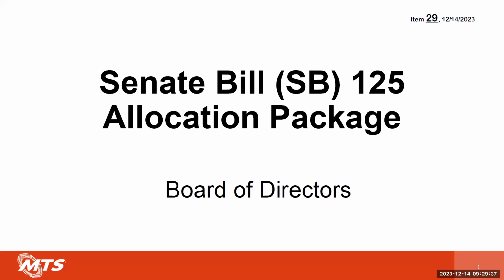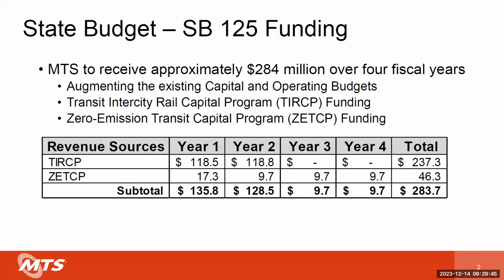Good morning. Thank you. Dennis Desmond, Director of Planning and Scheduling. Excited to bring to you today our proposed allocation package for Senate Bill 125. Senate Bill 125 amended the state budget to add $4 billion in TIRCP, Transit and Intercity Rail Capital Program funding, and $1.1 billion in Zero Emission Transit Capital Program funding to the FY23 budget. MTS is anticipated to receive approximately $284 million from this. Most of that will come in the first 2 years, about $136 million in the first year and $129 million in the second year, with a little bit to follow in years three and four.